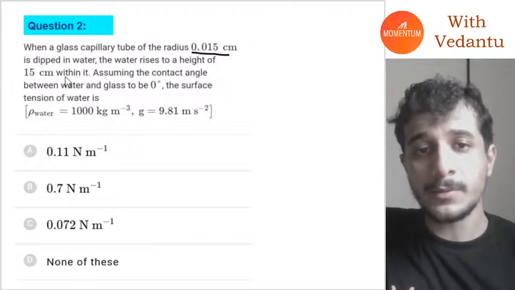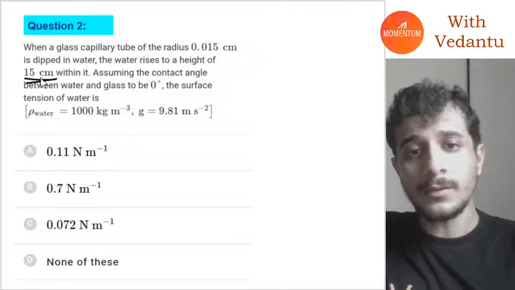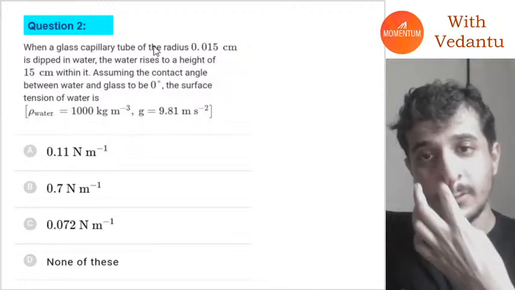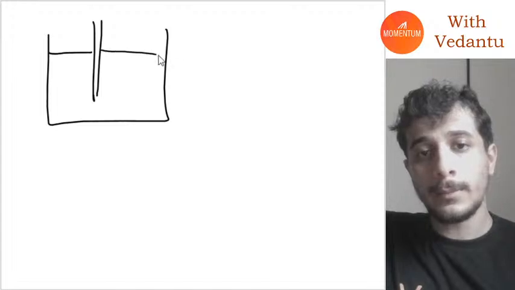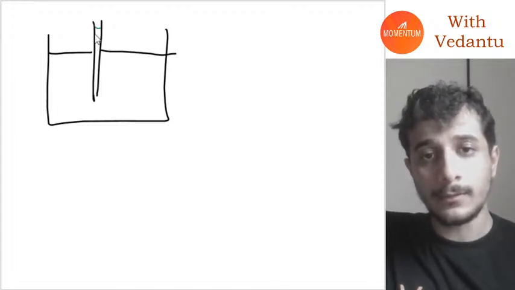So the second question is, if I have a capillary glass tube which has a radius this much and it is dipped in water, the water rises to a height of 15 centimeter. Assuming the angle of contact is 0, find the surface tension of water. If I have water like this and a capillary tube inside it, the water rises to a certain height.